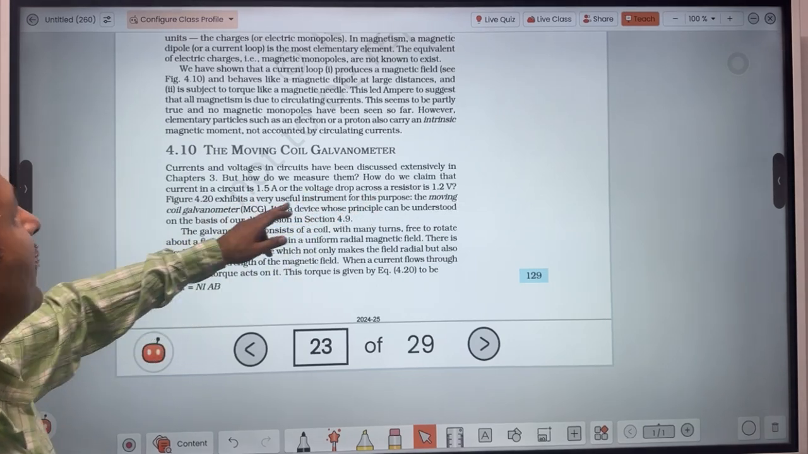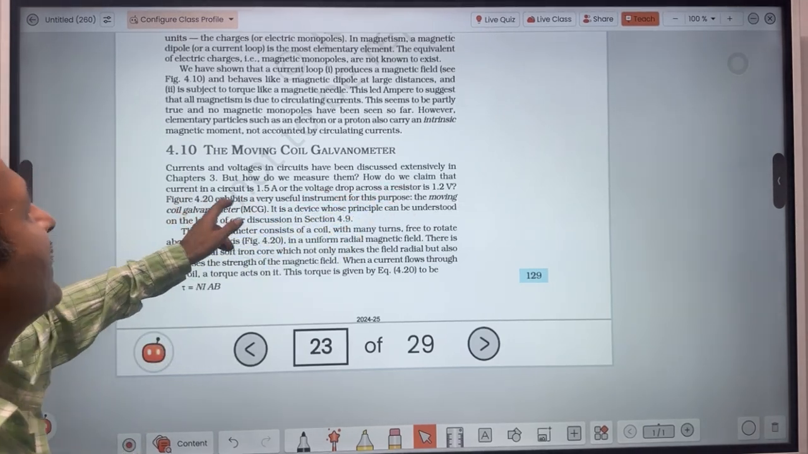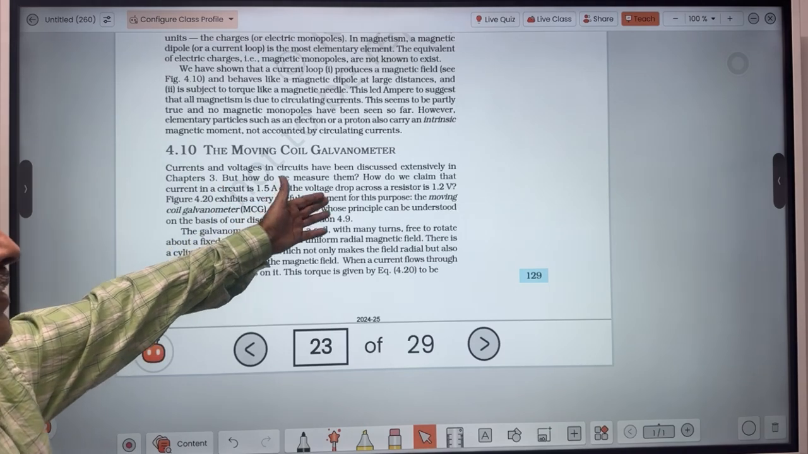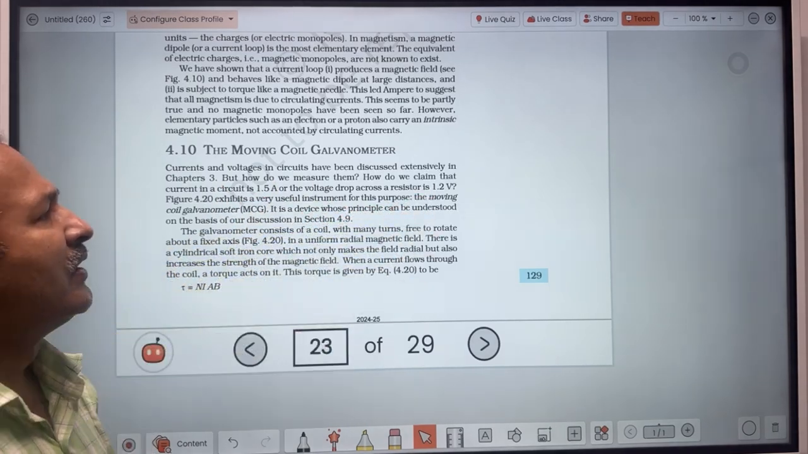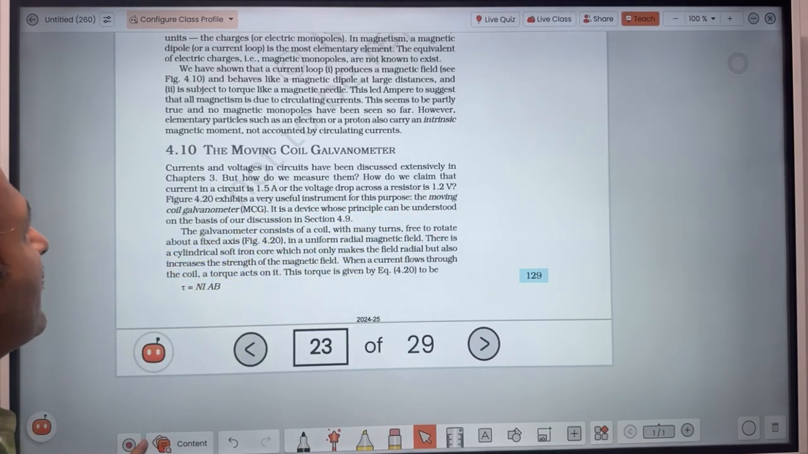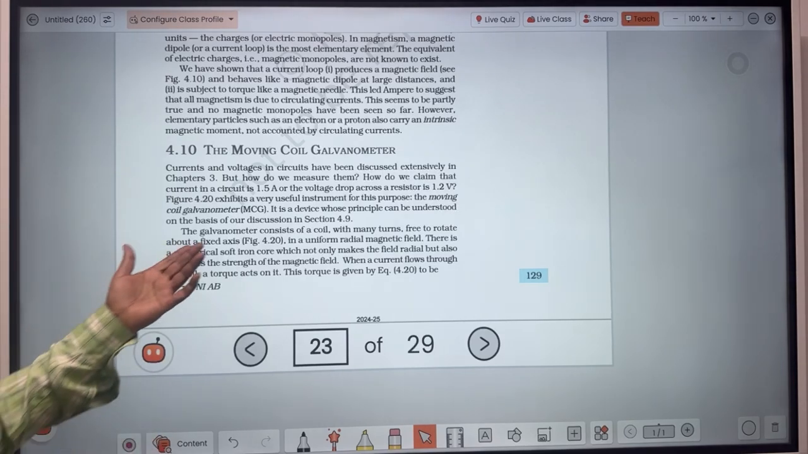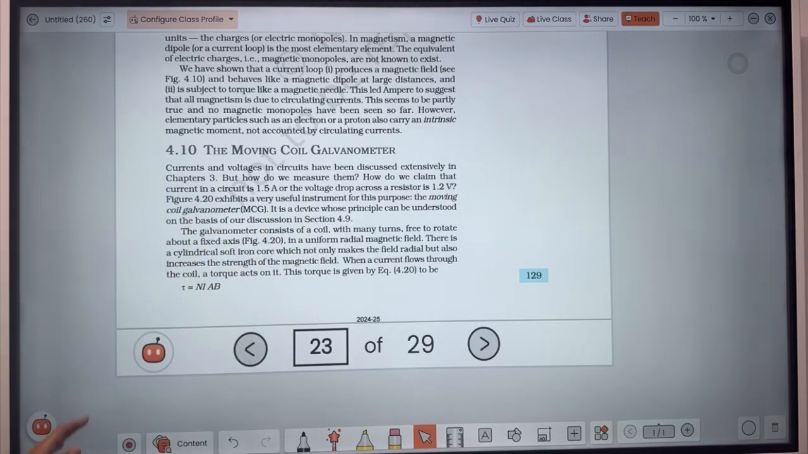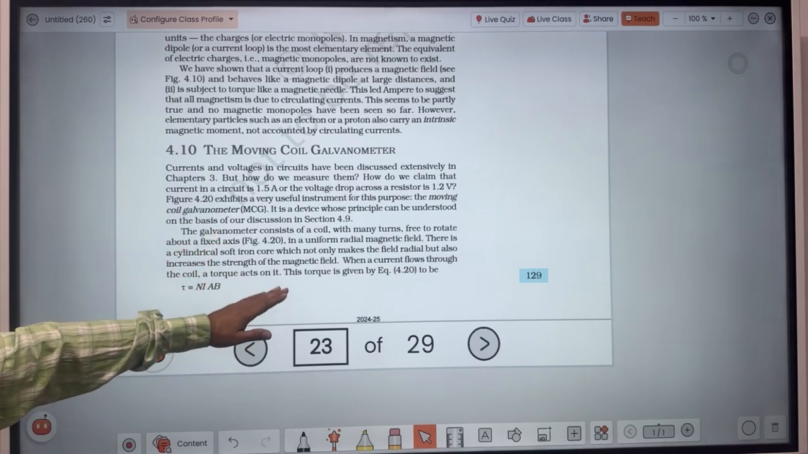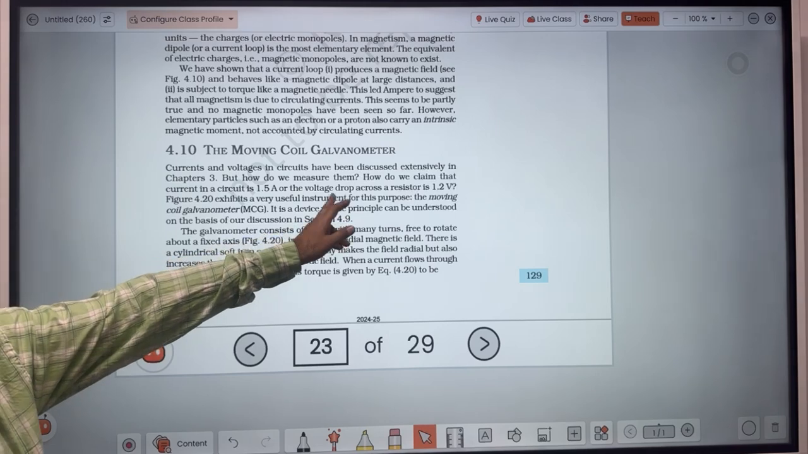Let's see all this. So how do we claim that a current in a circuit is 1.5 ampere or the voltage drop across a resistor is 1.2 volt? So they are raising the question of how you will measure, what devices you will use for evaluating current or voltage, etc. Those are all the things we are going to study here. The figure is given, which we will see on the next page.